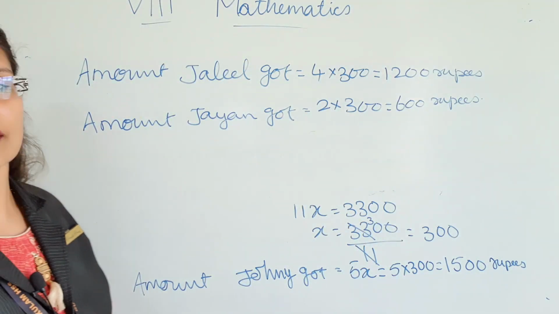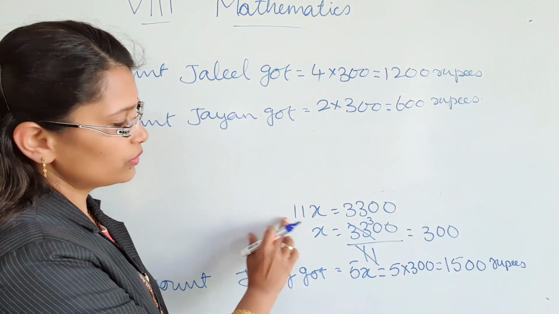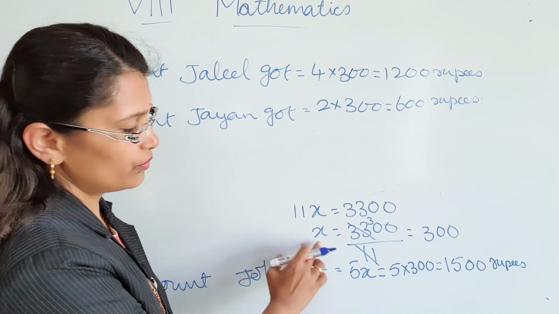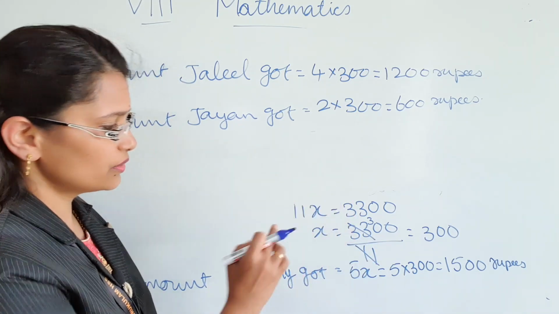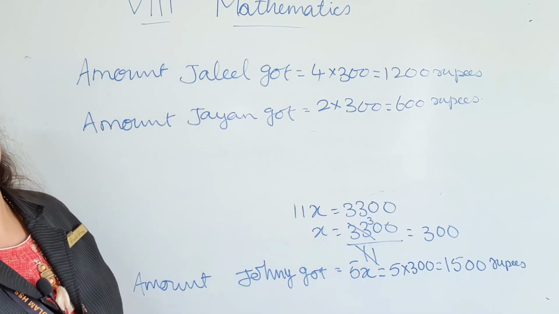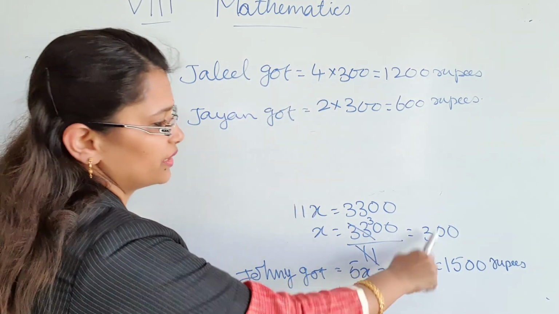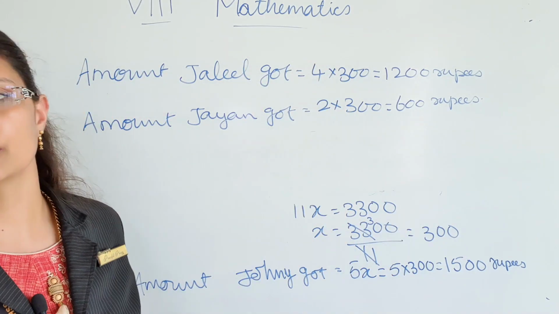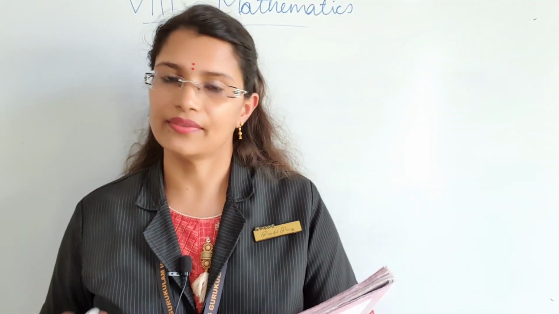Is this clear, children? First find out the ratio and then add all, so you will get 11x. Then from this find out x. Profit is given already. So x is equal to 3300 by 11. Then substitute the values 5x, 4x, 2x. That x is 300. Just substitute. You will get the answer. Is this clear, children?